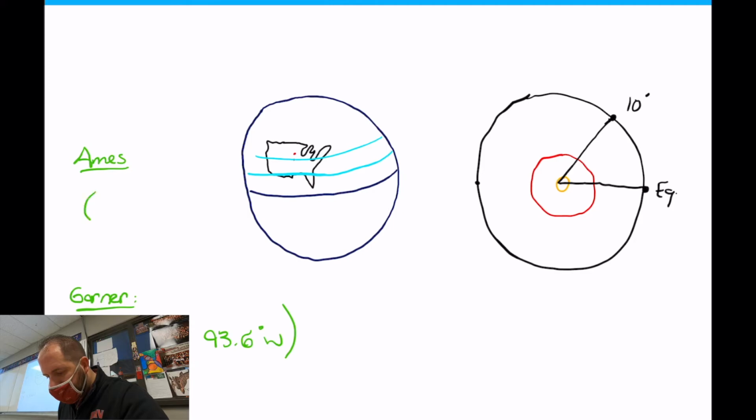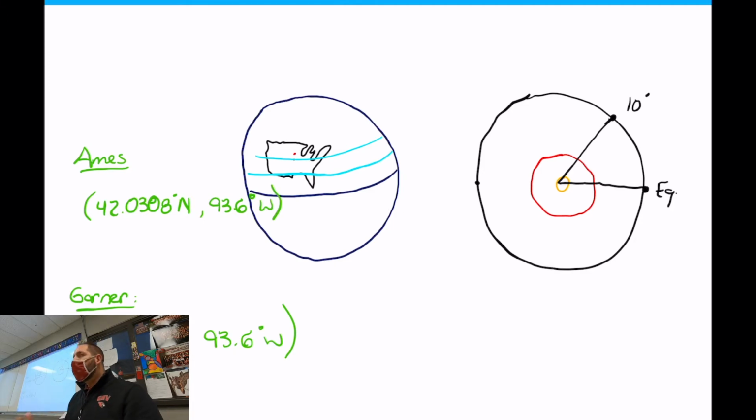42.0308 degrees north. Okay. Just round it. And 93.6319. Okay, I'll just say 93.6 degrees west. All right. So what you're looking at here is the difference in angle. Now if I round these numbers off, they're nearly identical. I know they had a bunch of numbers after it. Ames and Garner are nearly directly straight north of each other.